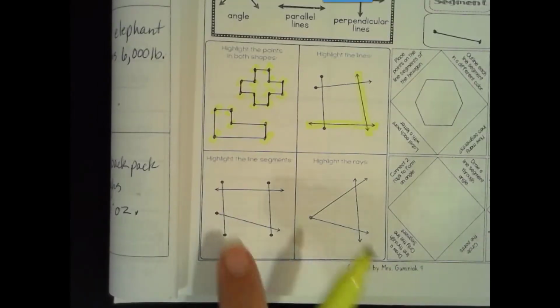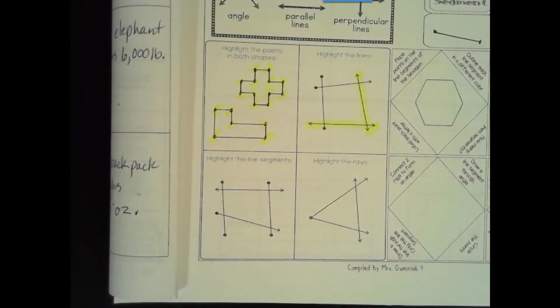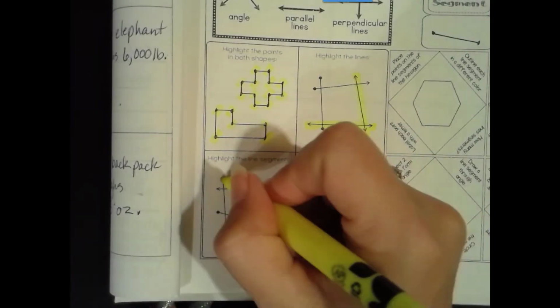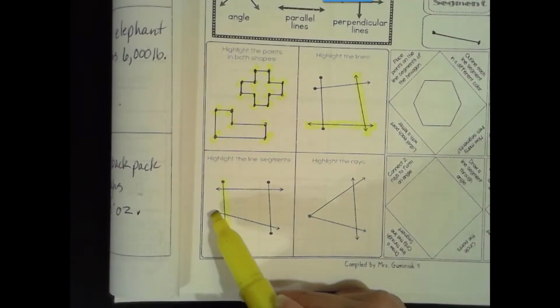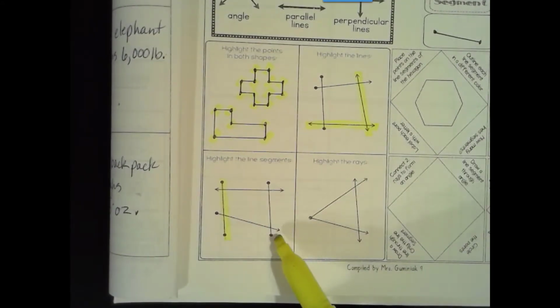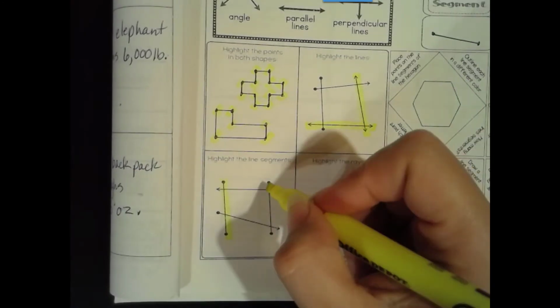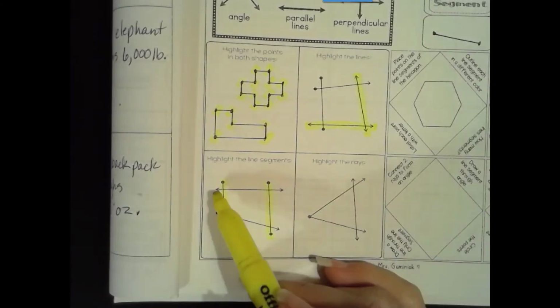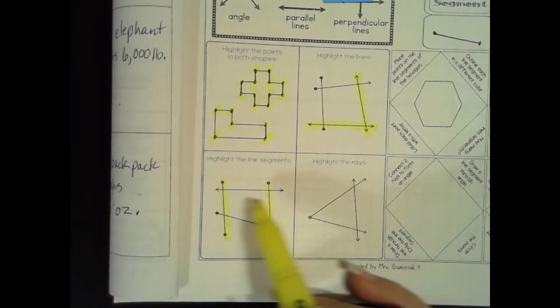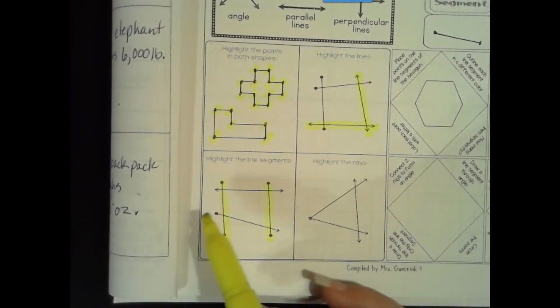Okay, this one says highlight the line segment. So this time we're looking for endpoints on both ends. So this one has endpoints on both ends, so that's a line segment. This has one endpoint and then continues forever, so that's a ray. Here's another line segment because it has two endpoints. And then this one has arrows on both ends, so that is a line. So these are our two line segments.